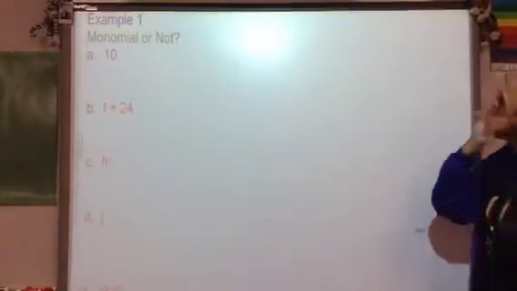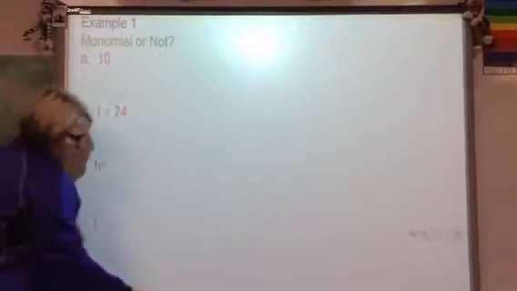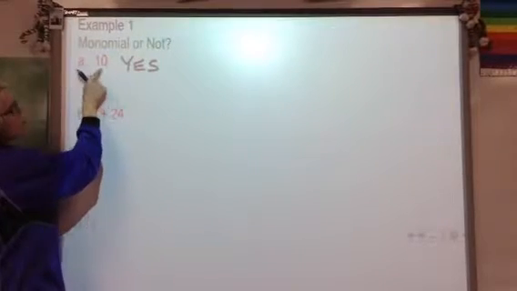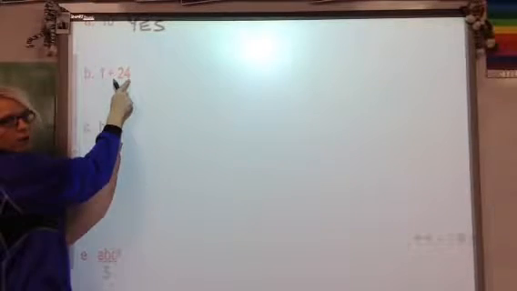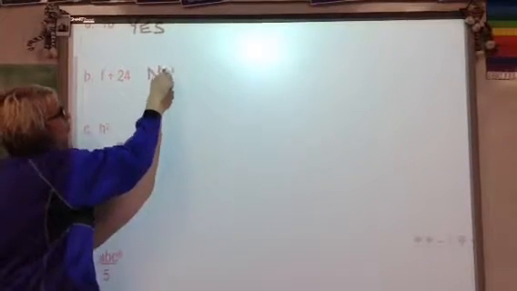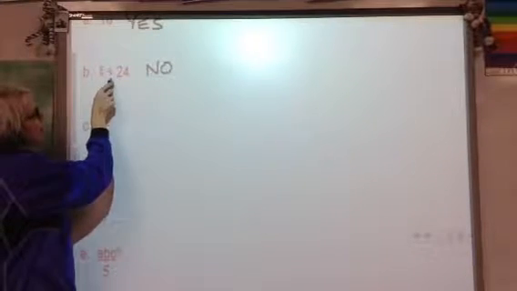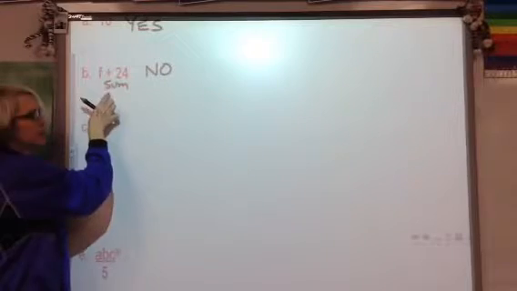So let's look at some examples here. We have to decide if this is a monomial or not. So 10, we would say yes, for sure. This is a monomial because it is a number. Now, f plus 24, we would say no. Try to look at your notes and think of why. It's no because this is what we call a sum. A product would be a yes, a sum is a no.